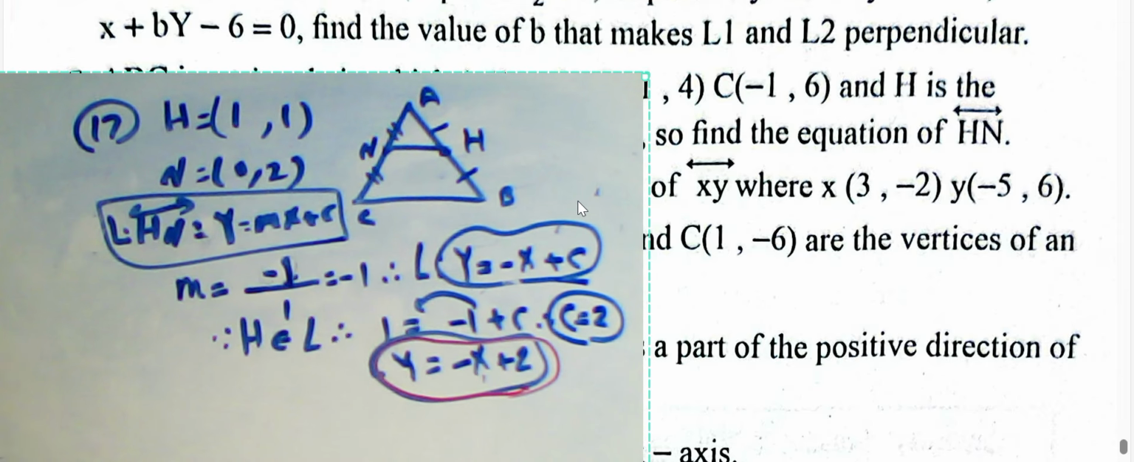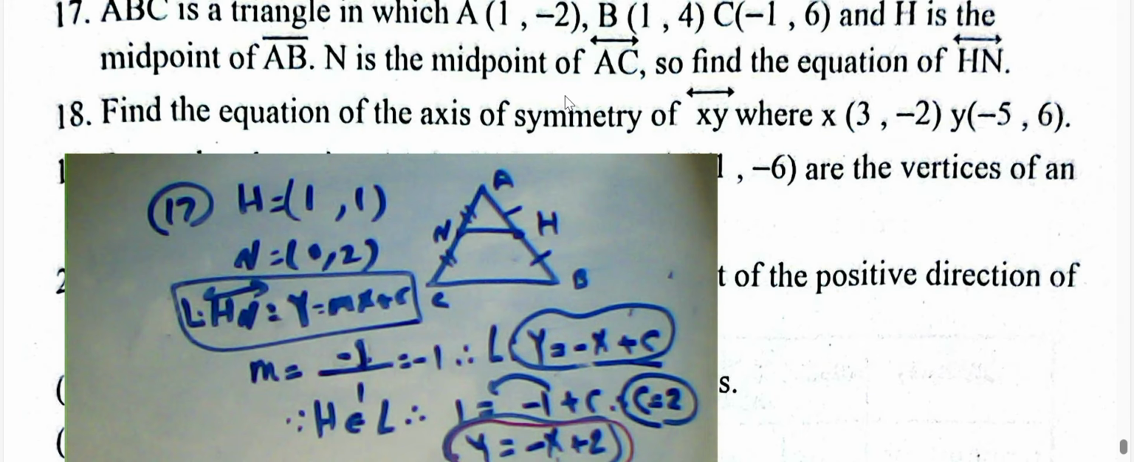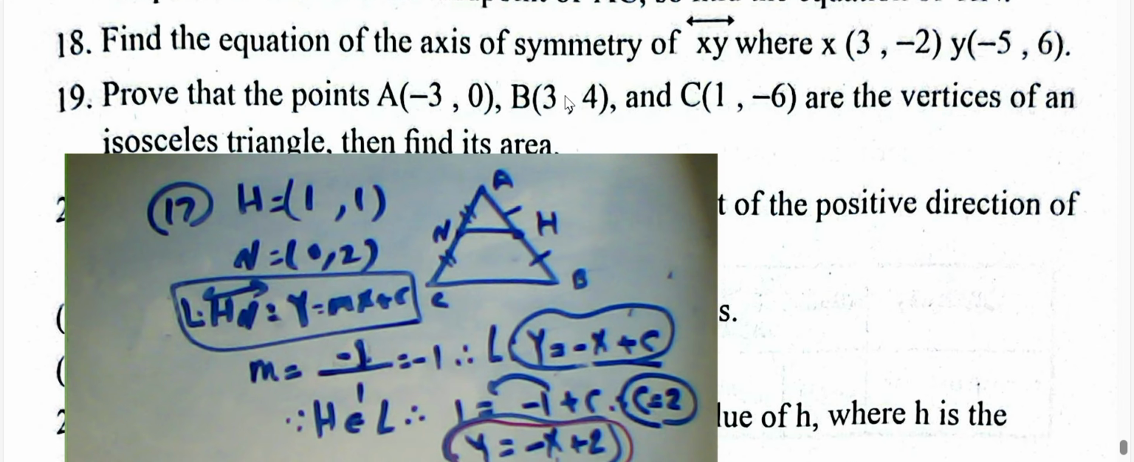Okay, my students, understood? Next question. ABC is a triangle with points A, B and C, and H is the midpoint. Okay. Next question 18.